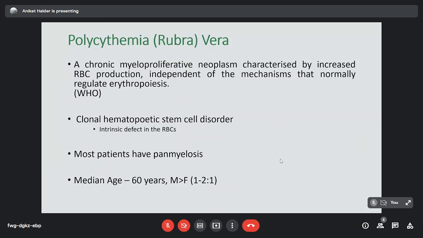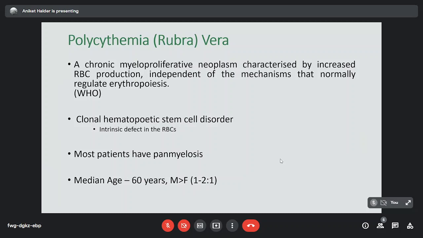Polycythemia vera is a clonal hematopoietic stem cell disorder in which there is an intrinsic defect in the RBCs. It's classified in the list of myeloproliferative neoplasms in the WHO classification, and it is characterized by increased red cell production, which is independent of the mechanisms that normally regulate erythropoiesis. And in this Polycythemia vera, as there is an intrinsic defect in the RBCs, the serum erythropoietin levels are low.